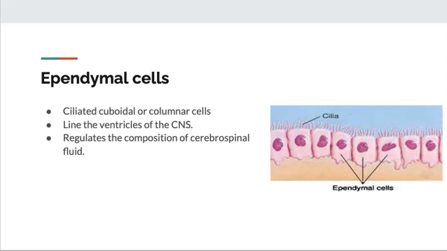And lastly, the ependymal cells are columnar or cuboidal ciliated cells. They line the ventricles of the central nervous system, which includes the brain and the spine. They are involved in the production of cerebral spinal fluid. They form a permeable barrier between the cerebral spinal fluid and underlying cells.